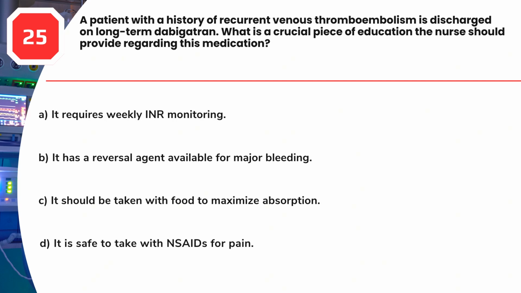Question 25. A patient with a history of recurrent venous thromboembolism is discharged on long-term dabigatran. What is a crucial piece of education the nurse should provide regarding this medication? A. It requires weekly INR monitoring. B. It has a reversal agent available for major bleeding. C. It should be taken with food to maximize absorption. D. It is safe to take with NSAIDs for pain.